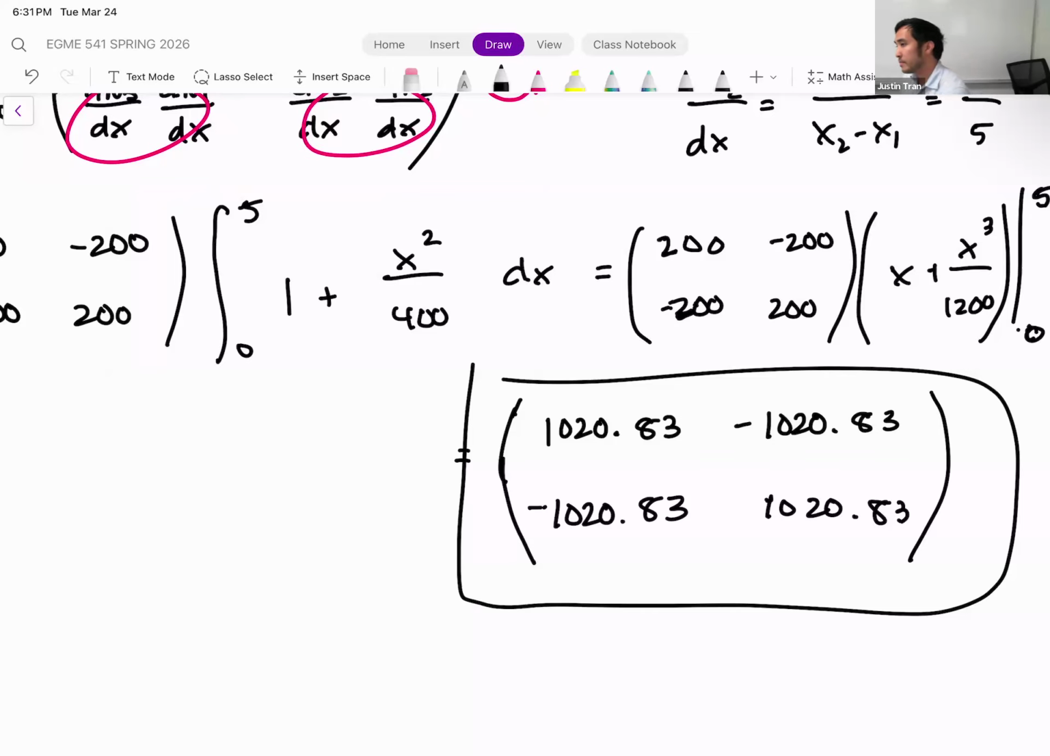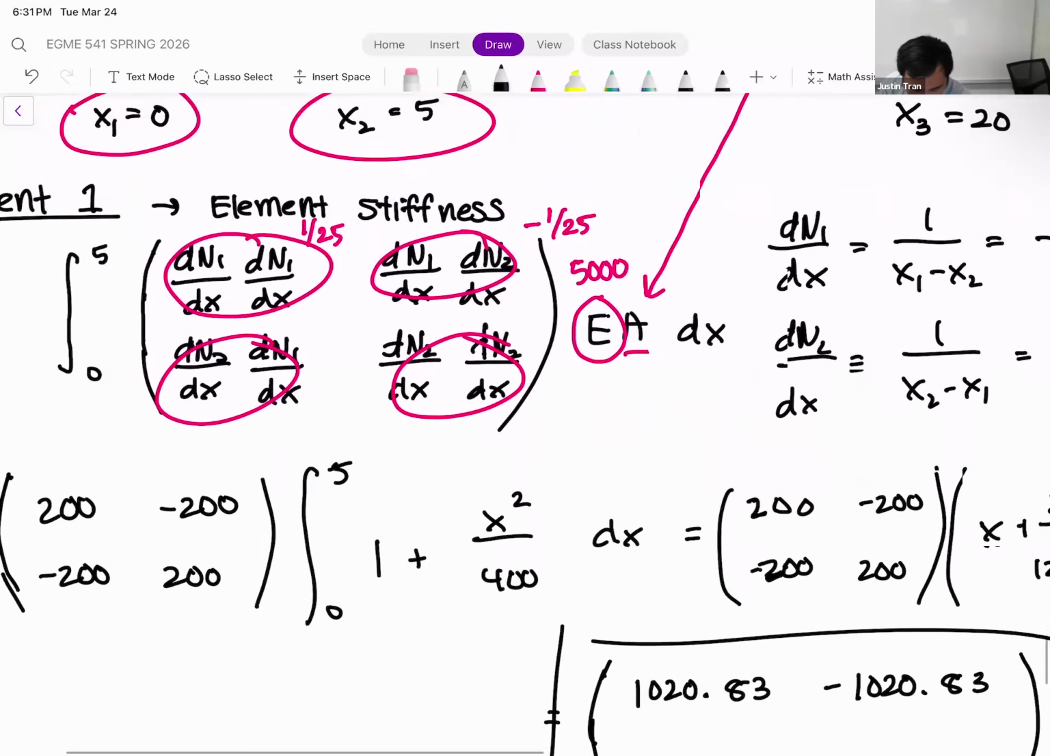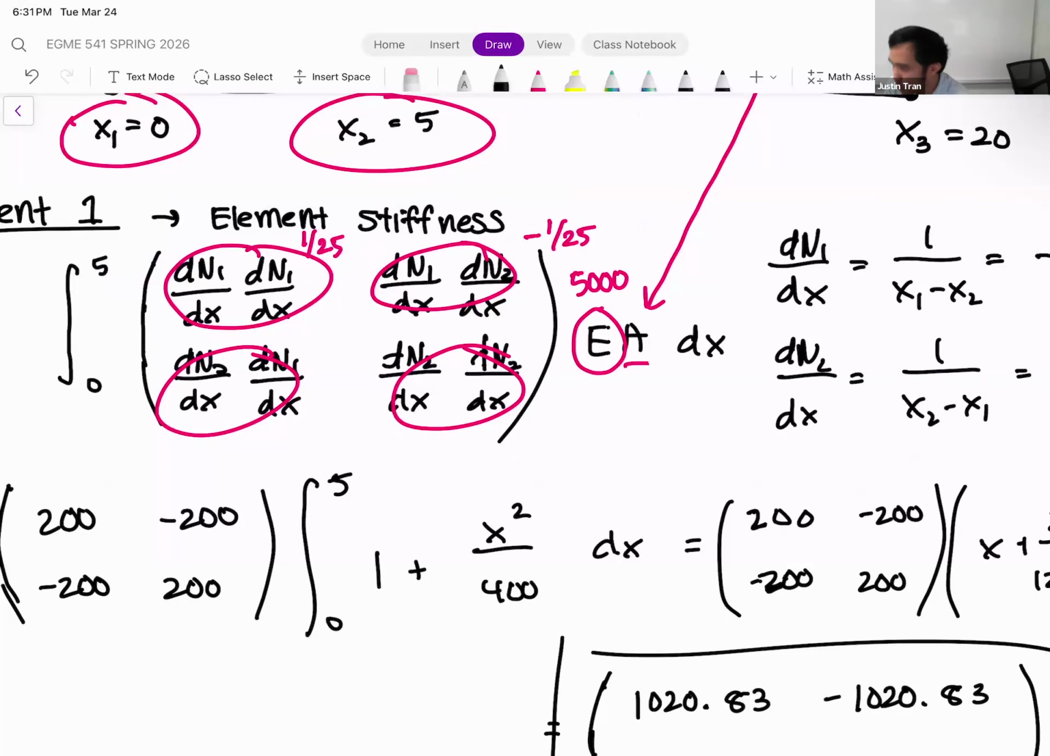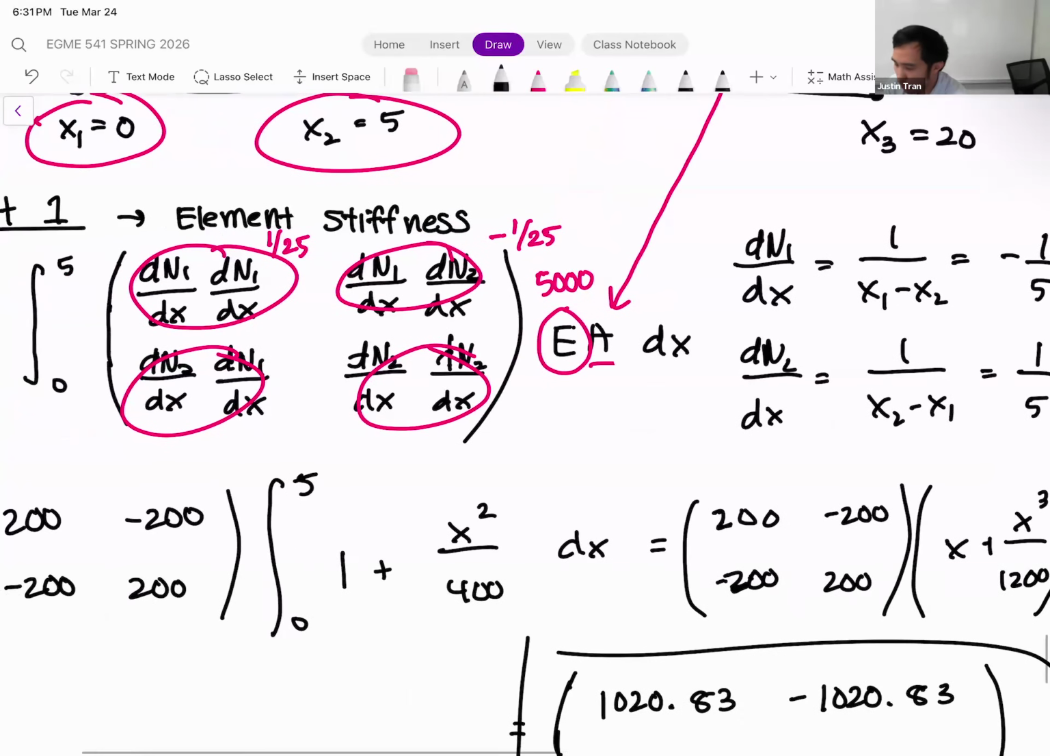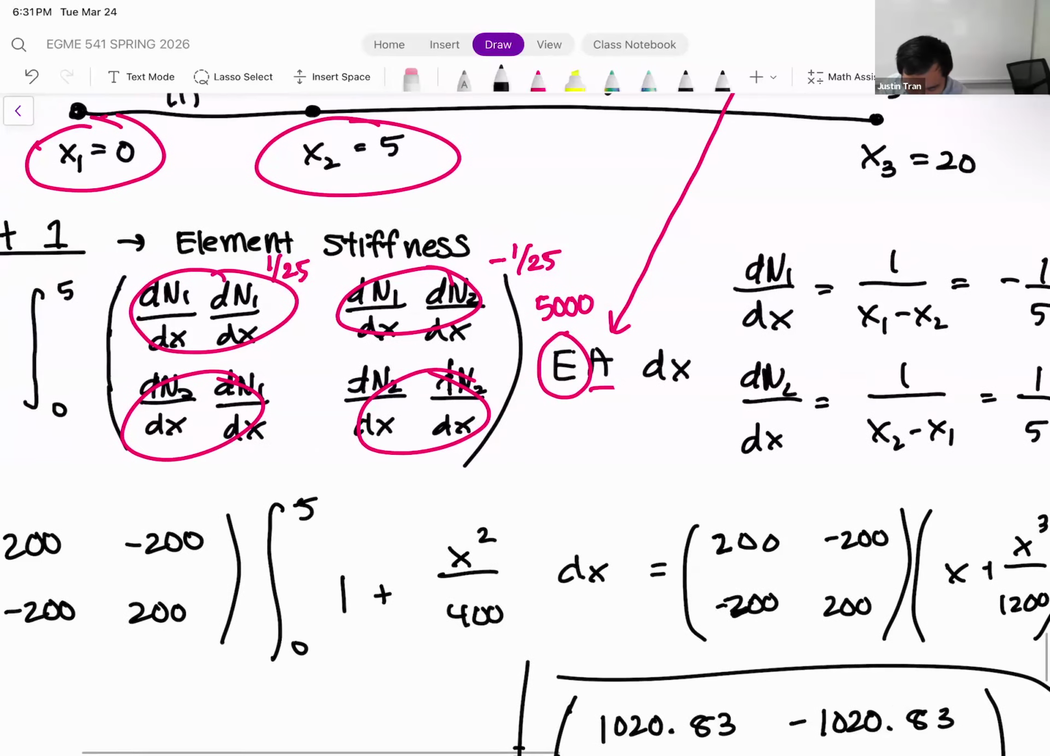Yes. Because I kind of missed it, right? Where did the 200 come from? Yeah, so the 200 was a result of the fact that all of our shape function derivatives here are going to be 1 over 5 or minus 1 over 5. And so you take their product, they become 1 over 25. And then our Young's modulus was 5,000. So that's 5,000 divided by 25.